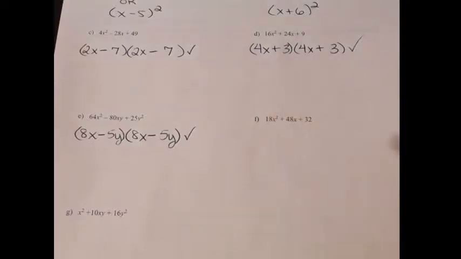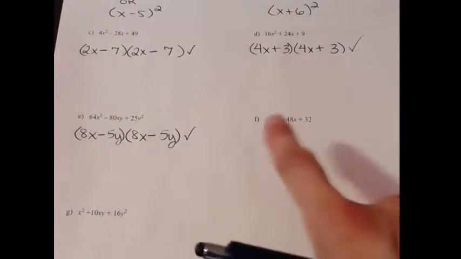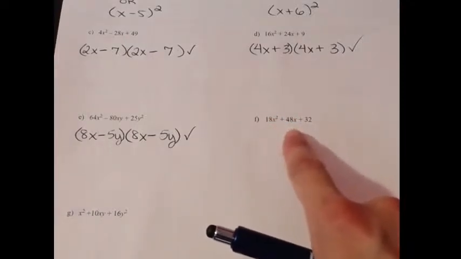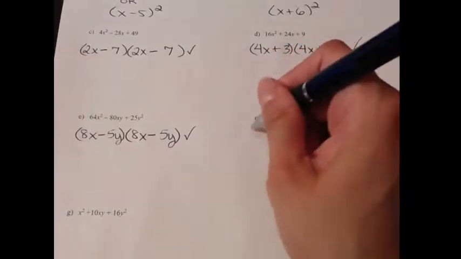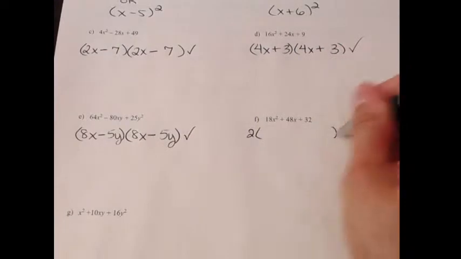When you explore factoring polynomials, again, as a reminder, the first step is always GCF. We have 18x squared plus 48x plus 32. Do you see the GCF that's jumping out at you? Yes, you do. That's going to be a 2. So let's factor out 2 from all three terms and see what we get.